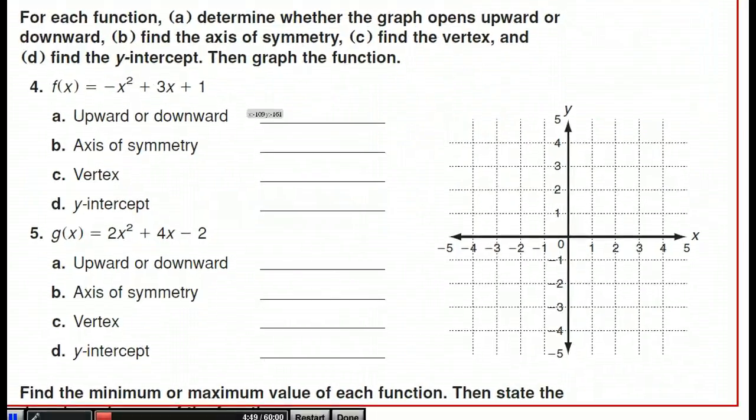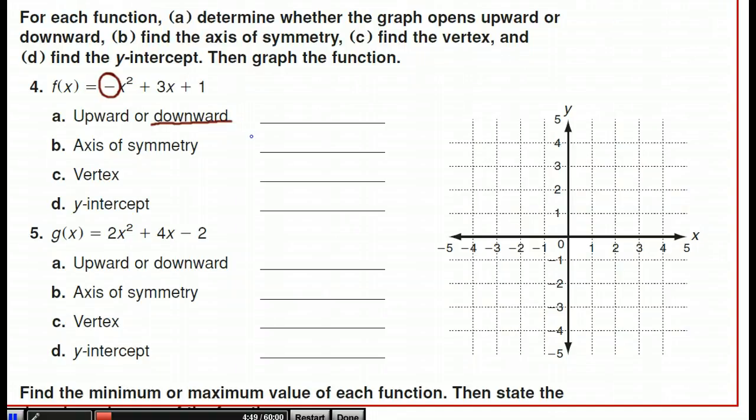Okay, here's 4 and 5. For each function, determine if the graph opens up or down, find the axis of symmetry, find the vertex and the y-intercept, and sketch a graph. So there's a lot going on here. For A, if we want to determine if the graph opens up or down, we need to decide if this a value, the leading coefficient, is positive or negative. In this case, it's negative, so that means it's going to open downward.